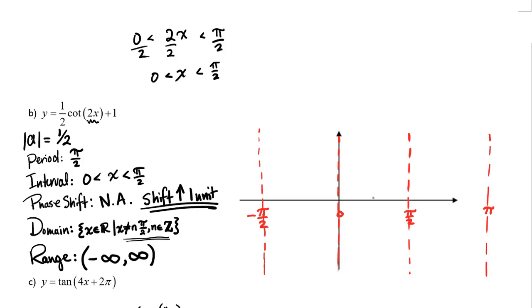Now I'm going to quarter my interval. Between 0 and pi over 2 is pi over 4. Between 0 and pi over 4 is pi over 8. And then 3 pi over 8 on the other side of pi over 4. This takes some practice to get used to how to break up your intervals.